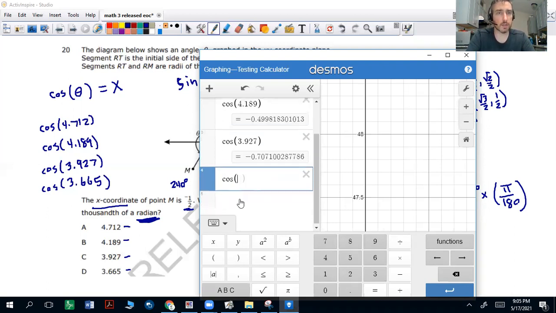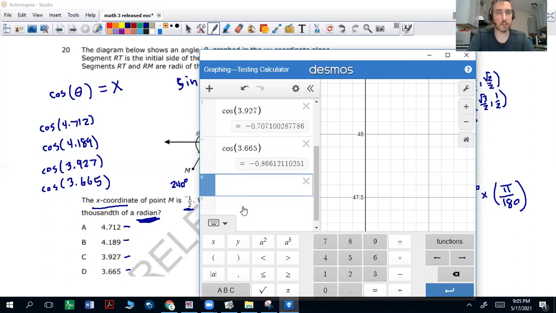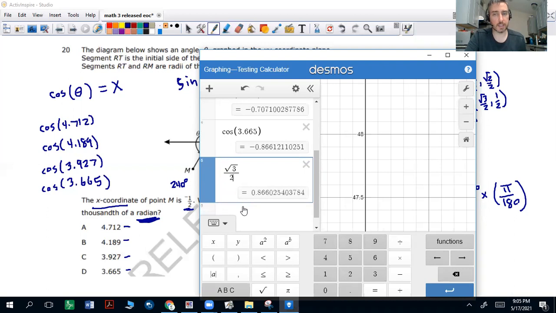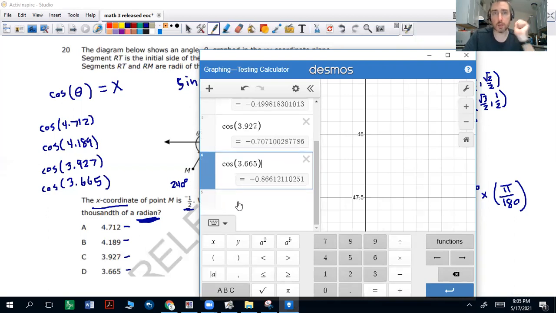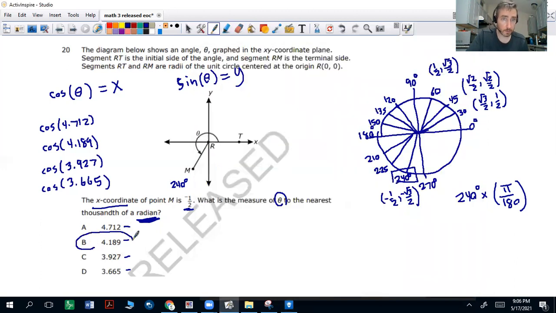And then cos 3.665. That looks like the negative square root of 3 over 2. You recognize that decimal, right? Maybe, maybe not. Doesn't matter. The one that's closest to negative 1/2 is negative 0.499. So that's the closest number. So 4.189 is your radian angle measure in the cosine. So either way, you have a way to get the radian measure, using memory of the unit circle or knowing that the x value is what you get when you plug the angle into the cosine.